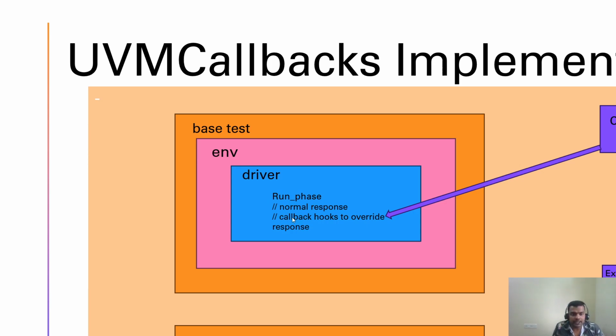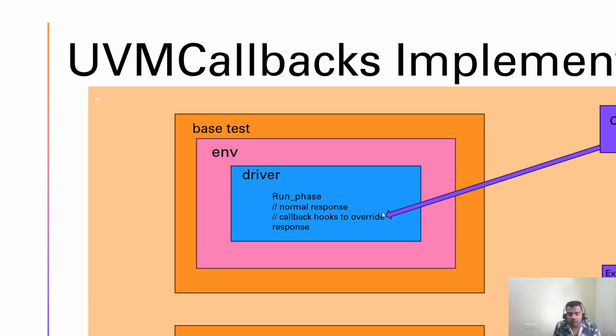So how is that implemented? There will be callback classes, as I already mentioned. In those callback classes we will create dummy methods. If you put that dummy method here, that is the hook. The functionality won't change because nothing is defined in the dummy method.